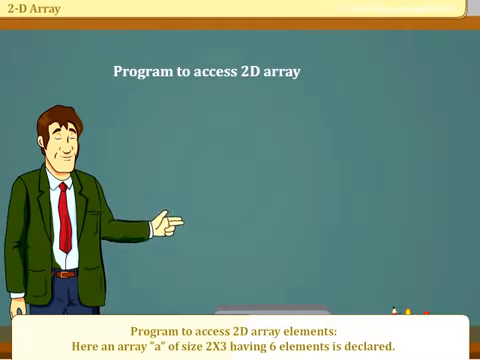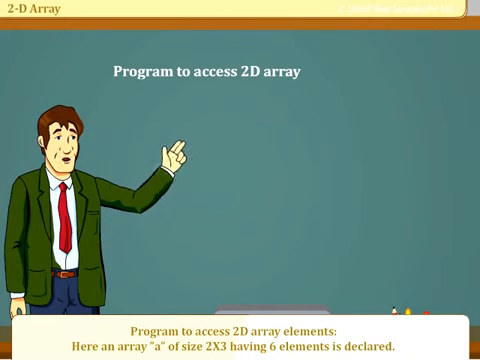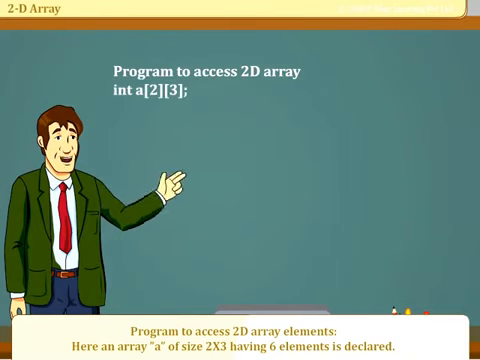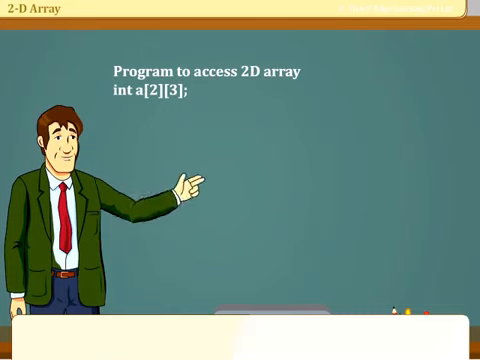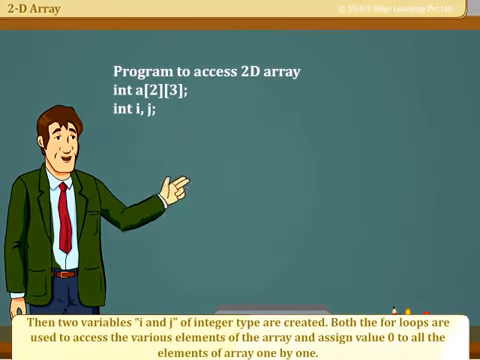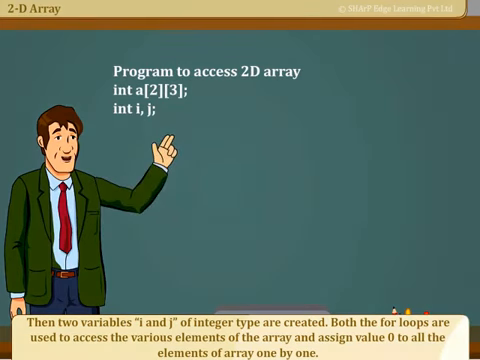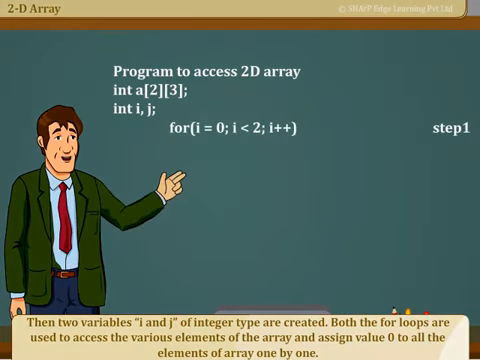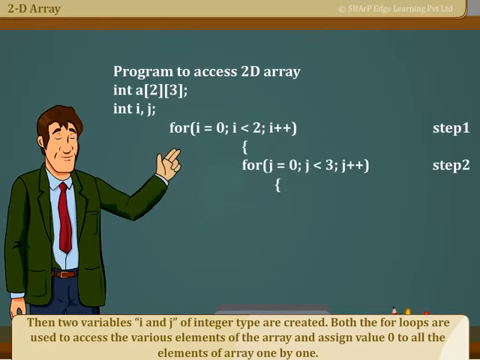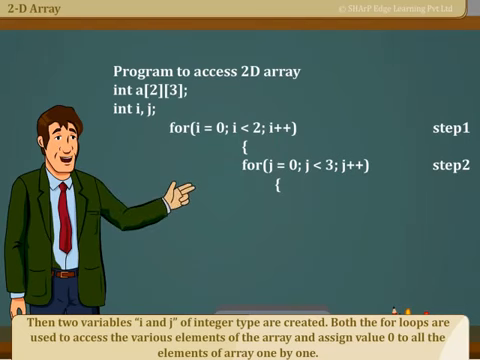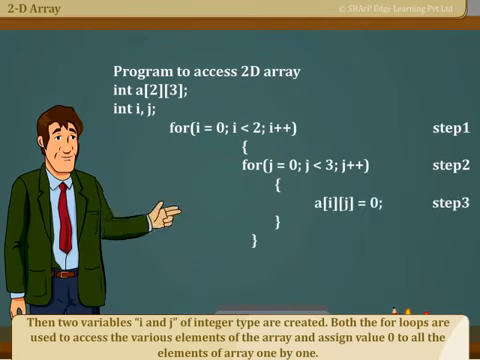Program to access 2D array elements. Here, an array A of size 2 cross 3 having 6 elements is declared. Then, two variables i and j of integer type are created. For loops are used to access the various elements of the array, and in this program it assigns value 0 to all the elements of the array one by one.